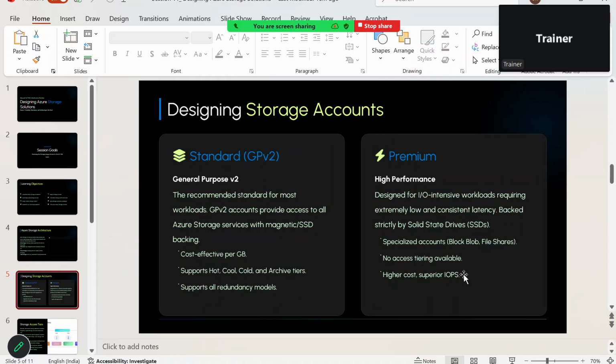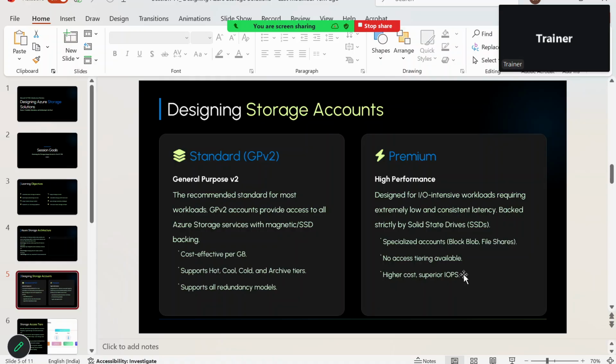So what are the common mistakes? Using premium storage unnecessarily, no lifecycle management, no replication planning, excessive public access, no retention strategy, and poor naming standards. And what are the best practices? Use GPv2 by default, implement private connectivity, apply least privilege access, design a retention policy, plan replication carefully, monitor the storage continuously, and optimize cost regularly.